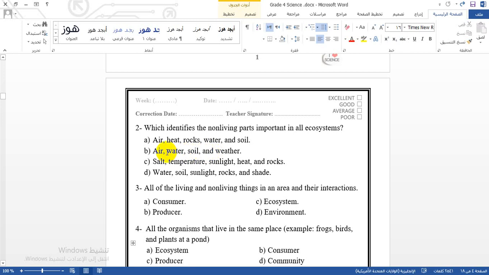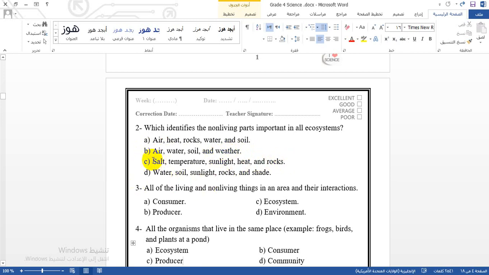This one I think is more true about the important elements in the ecosystem. Air is correct. Weather, soil, and water. The soil is important, water is important, air is important for the animals to breathe. Weather also: if the weather is good, the plants will grow more and more, like if the weather is warm and wet. Okay, guys, another example: salt, temperature, sunlight, heat, rocks. No, this one is wrong.